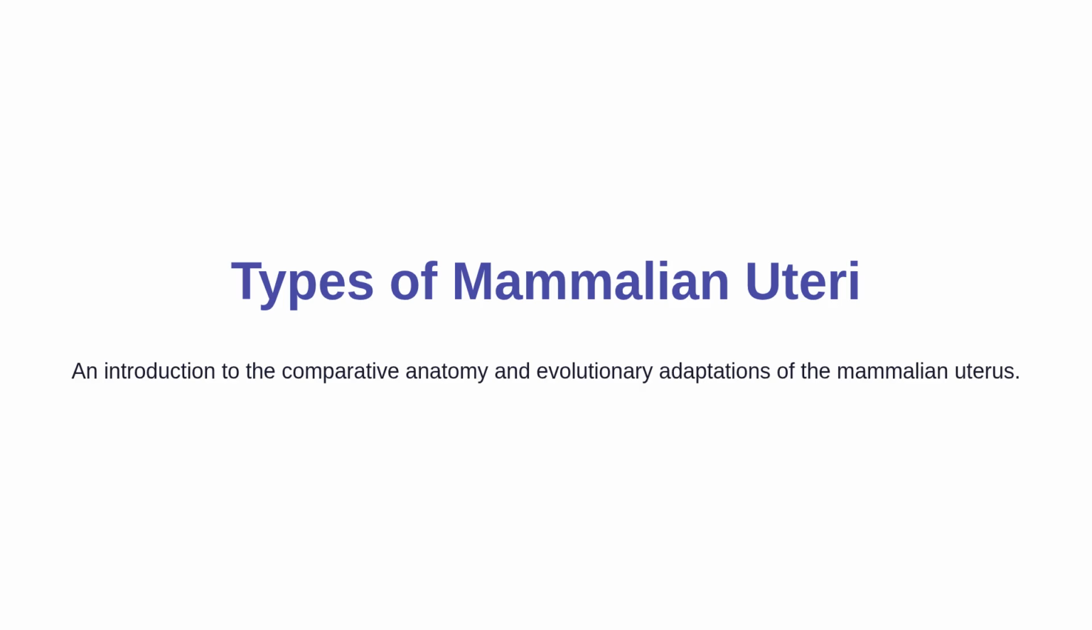Welcome to Comparative Anatomy of Vertebrates. Today, we are going to explore a fascinating topic, the types of mammalian uteri. We will discover how this incredible organ adapts its shape to meet the unique reproductive needs of different species, from mice to humans. By the end of this lesson, you will understand not just the anatomy, but the evolutionary story behind it.